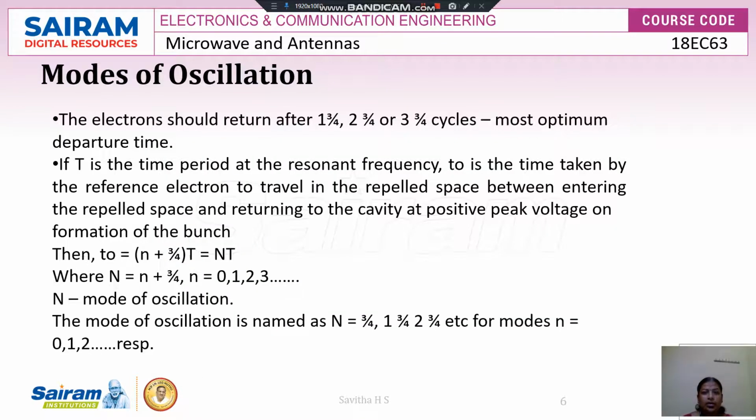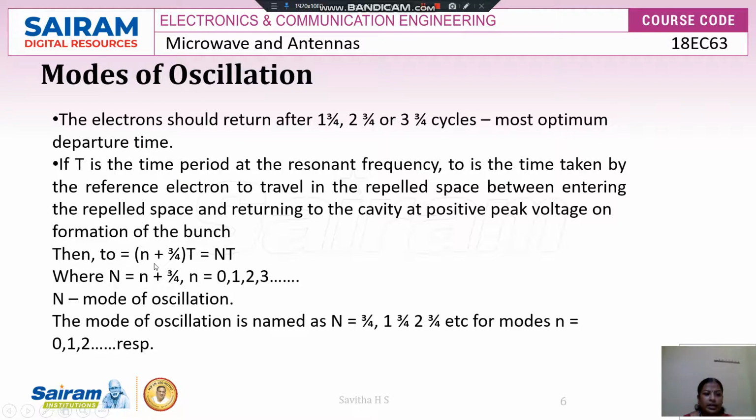So now we'll see the modes of oscillation. The electron should return after 1 3/4 or 2 3/4 or 3 3/4 cycles, the most optimum departure time, where T is the time period of the resonant frequency. So it is the time taken by the reference electron to travel in the repeller space between entering the repeller space and returning to the cavity at the positive peak voltage and the formation of the bunch.